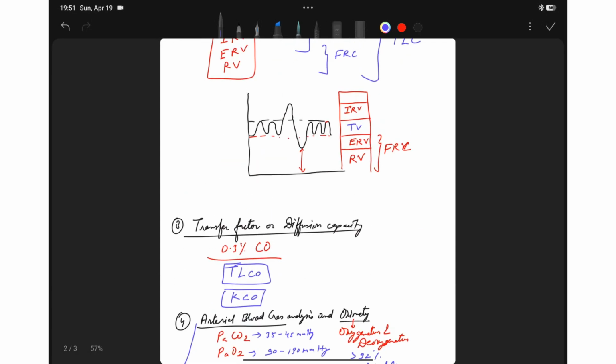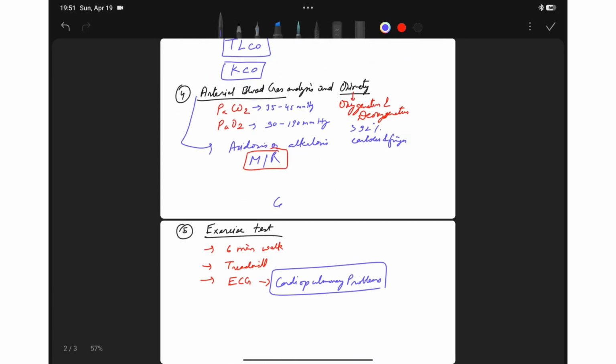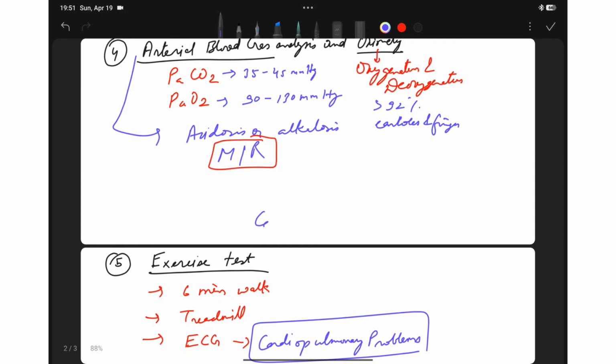This is just a short video to give you an overview of pulmonary function test. In our subsequent videos, we are going to discuss each point separately and in detail.